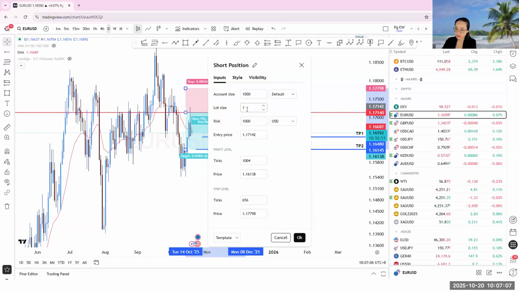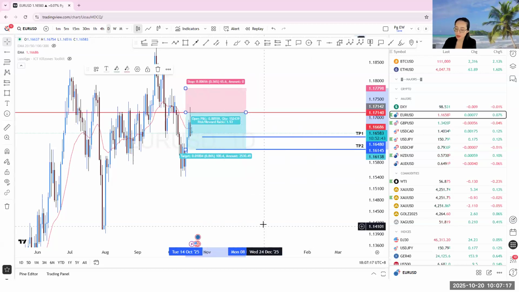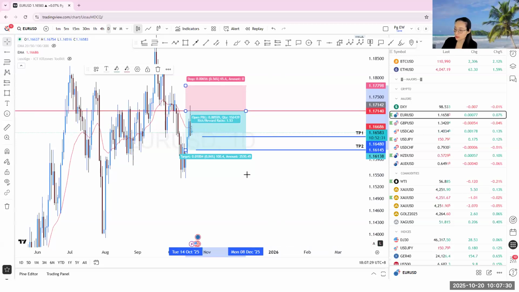You just set your account size, like 1,000 or 2,000. The loss size is one, risk and reward, and then they will tell you how you're going to risk $100, right? Then you place it here based on that. But I'm using MT5, so I have an EA to help me calculate. The other one I don't recommend because you need to pay. It's not free.